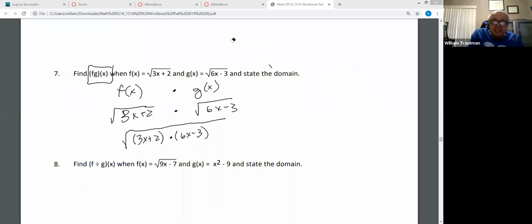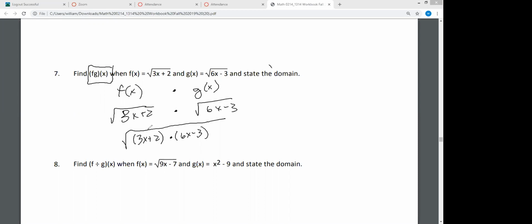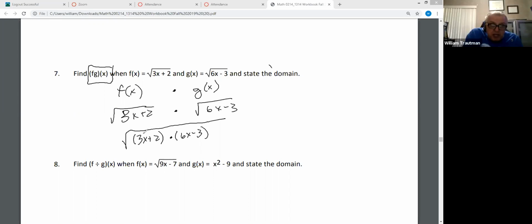Somebody had said a word before. What do we do now? Somebody had mentioned the word for the other problem, but what do we do now? What word is it? FOIL. FOIL, there we go. When you multiply two terms times two terms, you use FOIL.